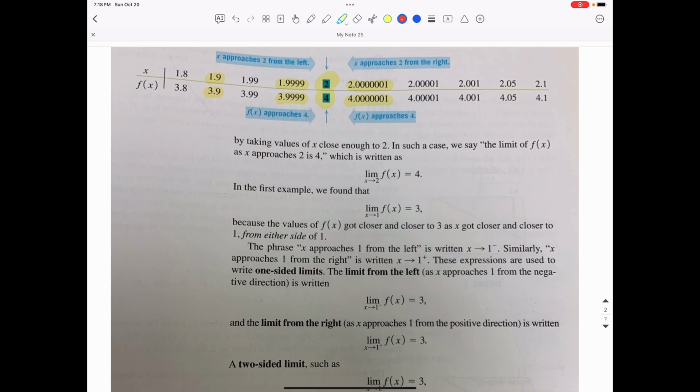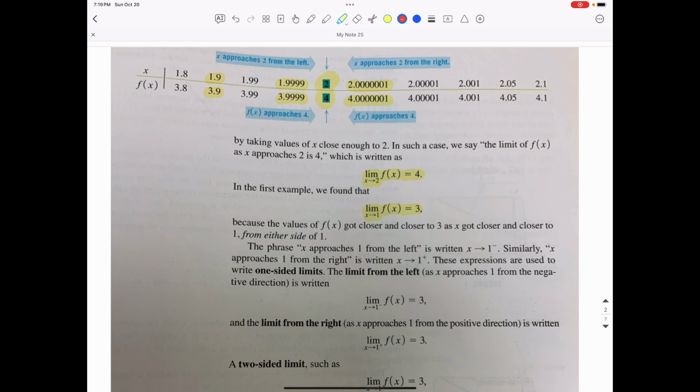So the notation for limits is the limit as x approaches 2 of whatever the function is equals 4. We can see that it is approaching 4. In the first example, we were plugging in numbers that were close to 1. So that would be the limit as x approaches 1 of that function, and we found that that equals 3.